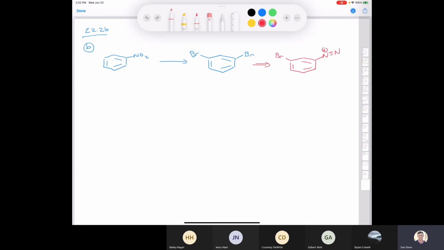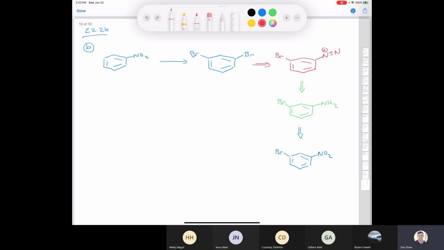But we know that the diazonium ion comes from this compound, right? We have to have the aniline derivative, okay? Right? And we know that this is going to come from the nitro. And we know that nitro is a meta-director, isn't it? Right? So then the question becomes, how do I get from here to here?